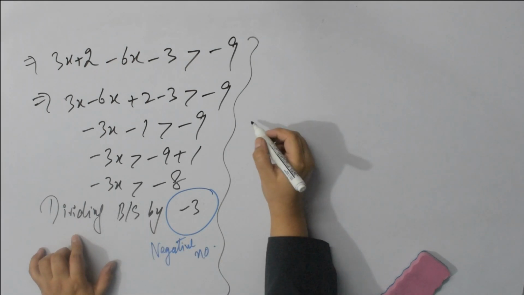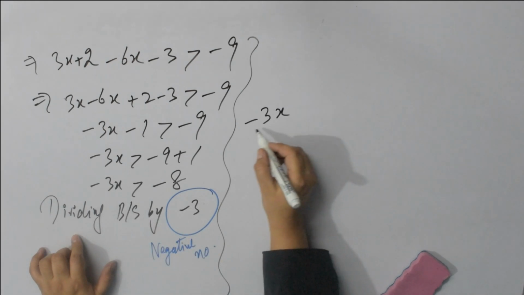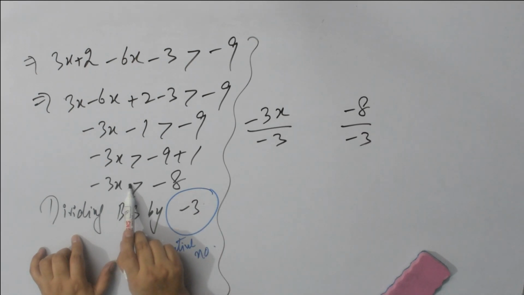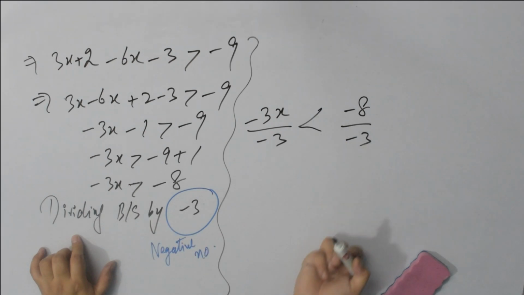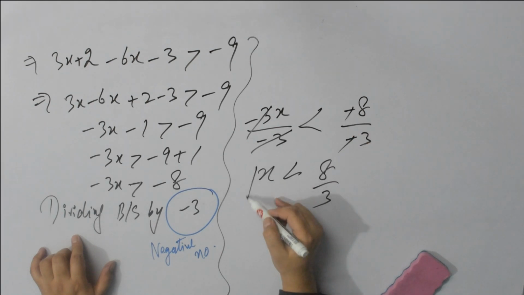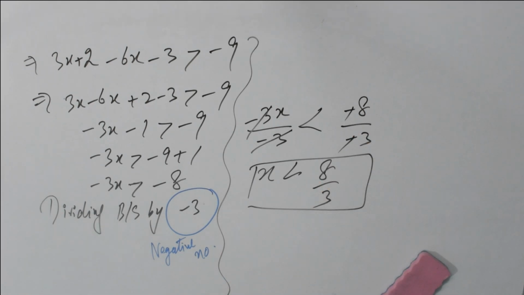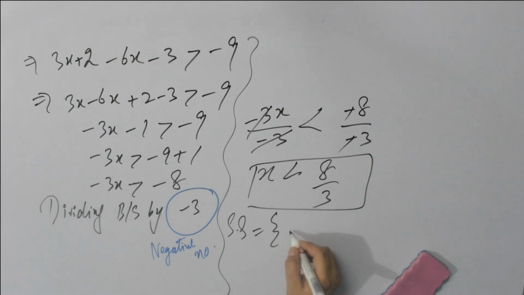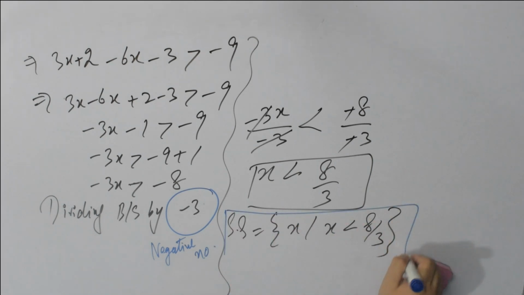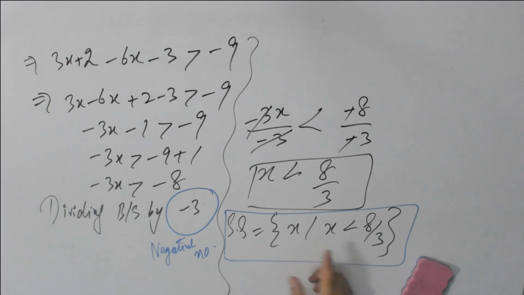Okay, what will change? Minus 3x divided by minus 3, minus 8 by minus 3, it will reverse. This greater than will change into less than. So x is less than 8 by 3. This is the value of x. So the solution set will be x such that x is less than 8 by 3. You will write this value of x as it is in the solution set, with x such that all the values of x are less than 8 upon 3.